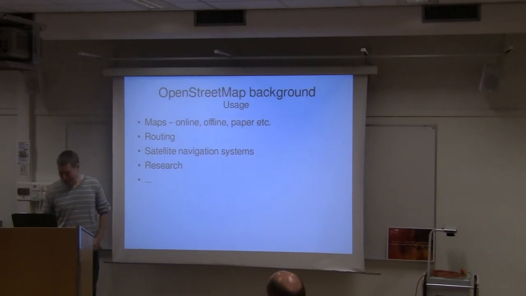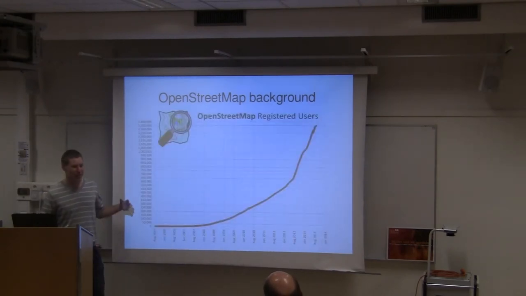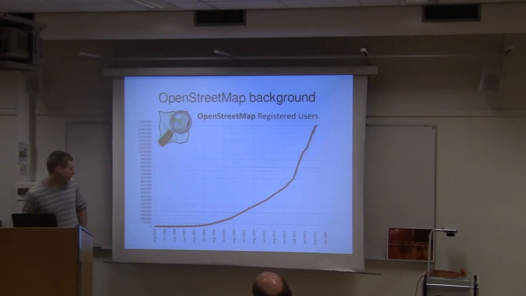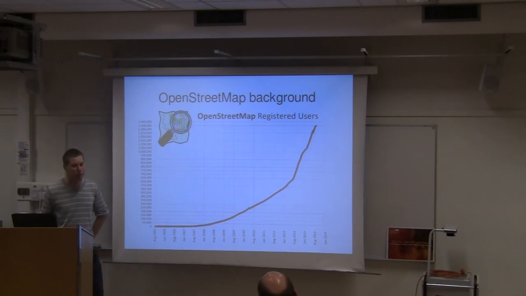I think we need to move on because time's short, and I haven't got to the license yet. This is some statistics that shows the registered users of OpenStreetMap. It's quite recent. We're a growing community. People get to know about OpenStreetMap and create user accounts, and then we grow quite quickly.